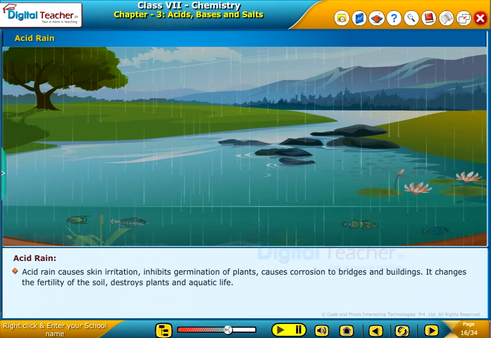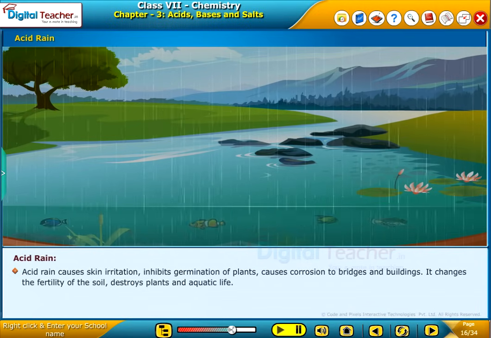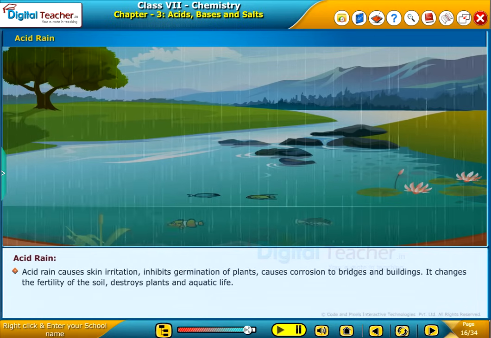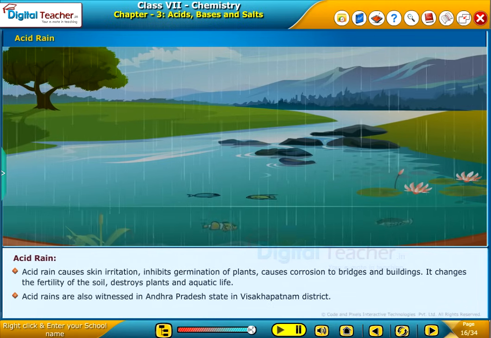Acid rain causes skin irritation, inhibits germination of plants, and causes corrosion to bridges and buildings. It changes the fertility of the soil, and destroys plants and aquatic life. Acid rains are also witnessed in Andhra Pradesh state in Visakhapatnam district.